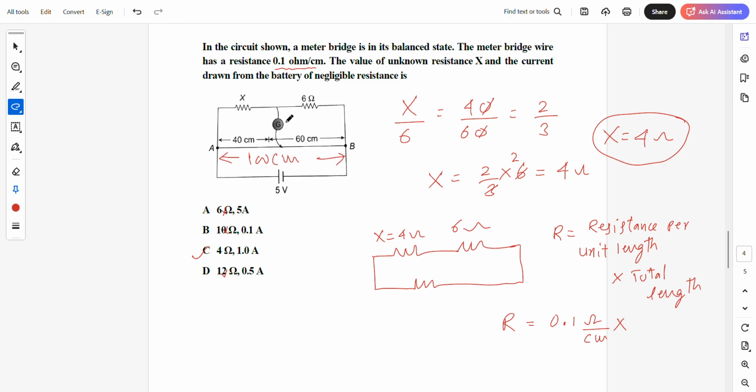For the time being I am just removing this one, because the bridge is balanced, so no current flows. You can just remove it for the time being. Now the value of this one is 0.1 into the total length, 100 centimeter. The centimeter cancels, R is equal to 100 into 0.1, which is 10 ohm. Now a battery is connected. How many volts? 5 volts, right? Now how much current does this battery draw? 4 plus 6 is 10, and 10 in parallel with 10 will be how much? 5 ohm, right?